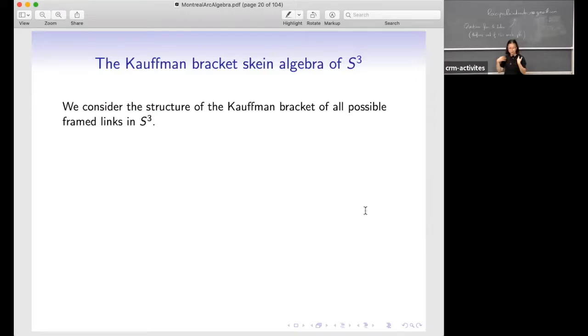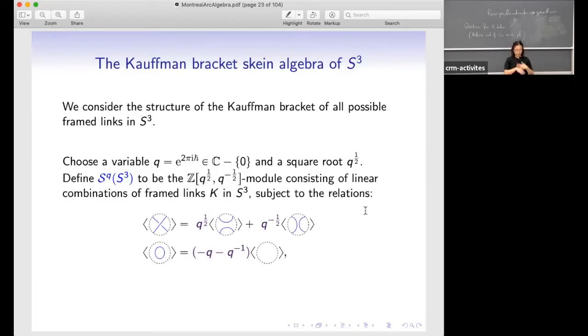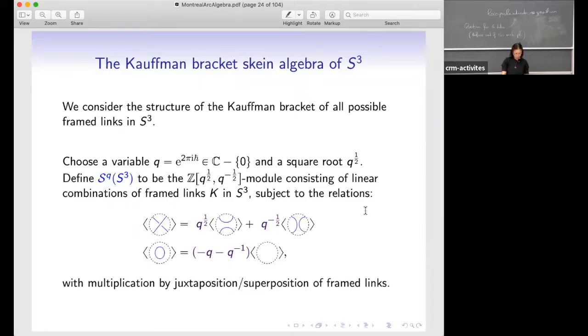Now, I can think of all the possible Kauffman brackets that I get out of links and link diagrams in S3. And because of what I just said, I can think of this as an algebra. So again, I have this variable. I look at all possible framed links, linear combinations of them. And then I have these relations, so that gives me the module structure. And then I think of on top of or next to, whichever one you want, as the algebra structure. Again, this isn't very interesting because in S3, this is just the Laurent polynomials in q. So I want to make it more interesting.